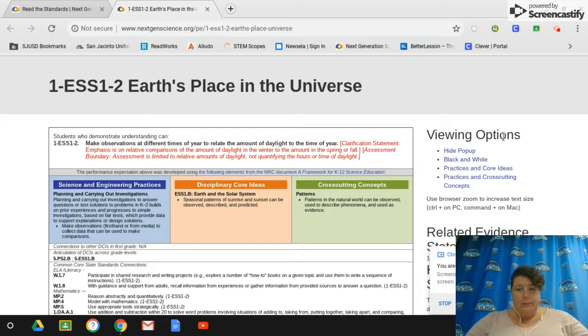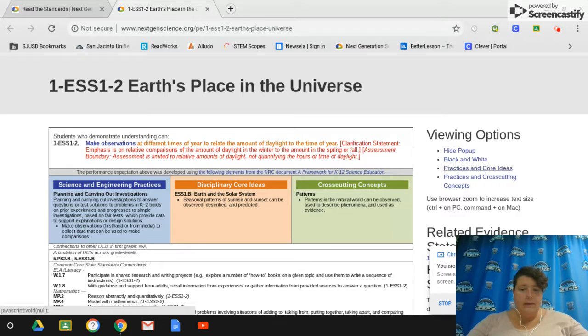Now, on the site here, there are a few different pop-up options. If you go over here to viewing options to your right, you'll be able to see there are different ones here like hide pop-up, black and white. So if the color coding is too much for you, you can switch it to black and white. Practices and core ideas.